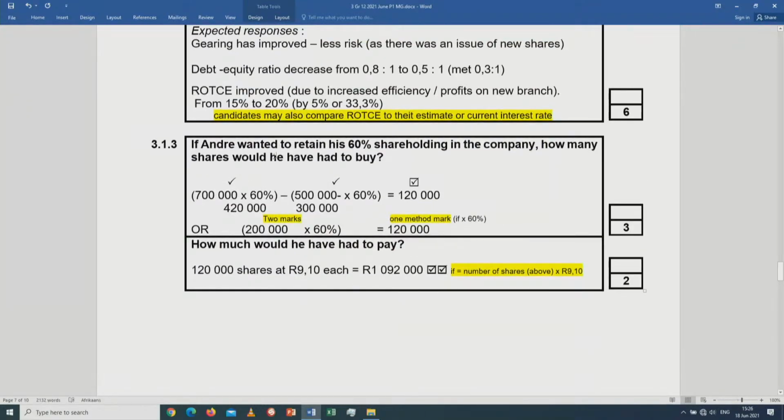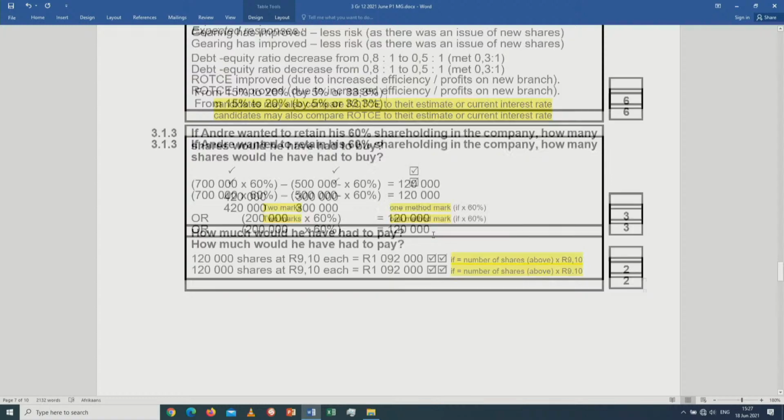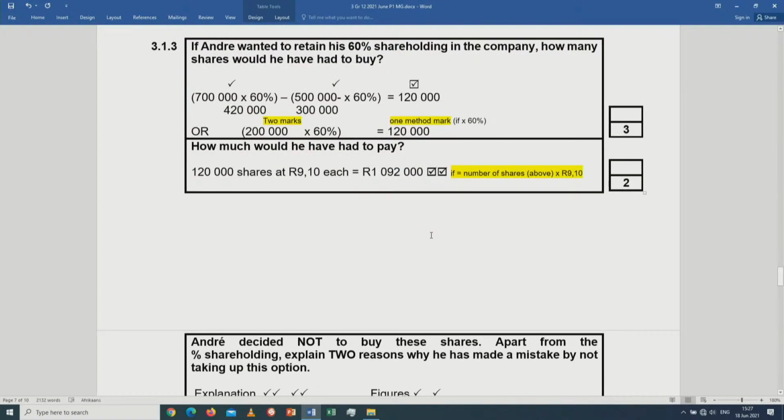So if Andre wanted to retain his 60% shareholding in the company, how many shares would he have had to buy? We have the 700,000, which is the number of shares, multiplied by the 60% shareholding. We must get 420,000. And then 500,000 multiplied by 60% is 300,000. So 420,000 minus 300,000 is 120,000. So the 200,000, which is the difference between 700,000 minus 500,000, the remaining shares, 200,000 multiplied by 60%, we are supposed to have 120,000. How much would he have had to pay?